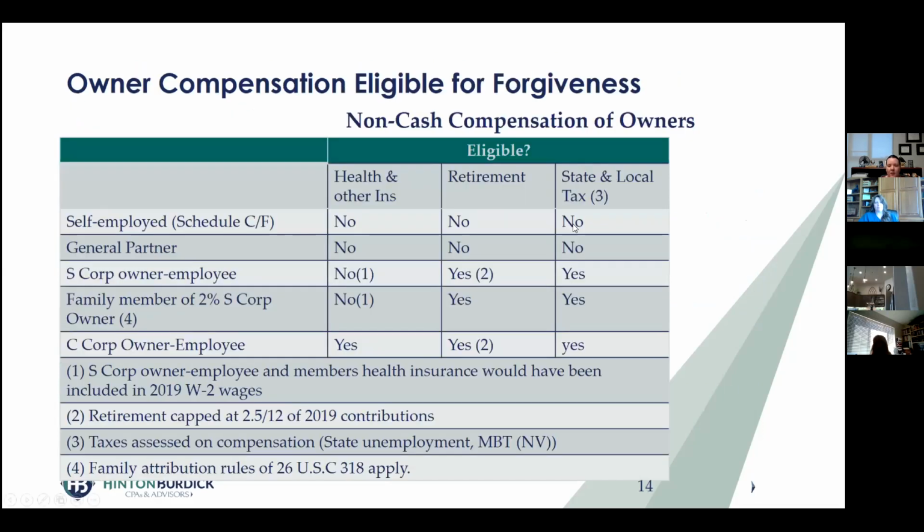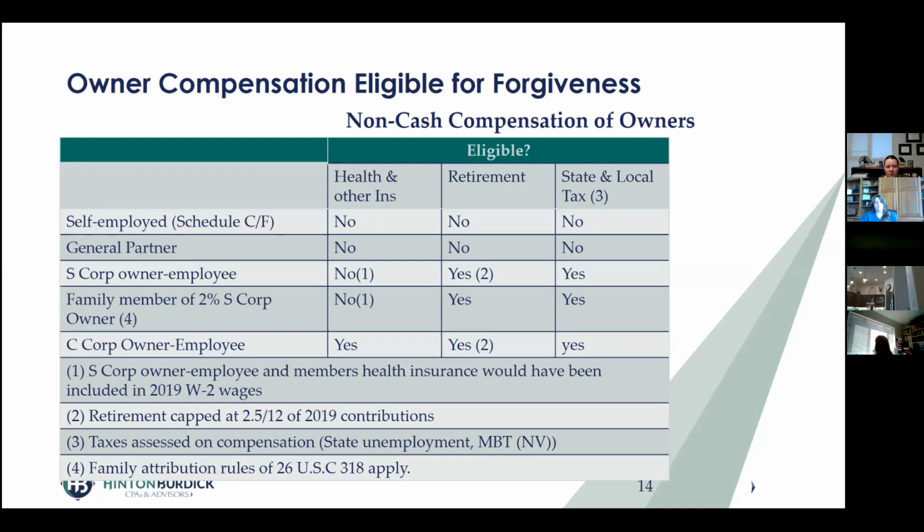Some other things that are part of the payroll cost calculation are things like health insurance and retirement and state and local taxes. This chart gives you an idea of whether or not they're also eligible to be forgiven. If I'm a self-employed individual, don't worry too much because most of our self-employed individuals are getting 100% forgiveness. The exception would be those that are self-employed that also have employees. You need to make sure you do that extra calculation.